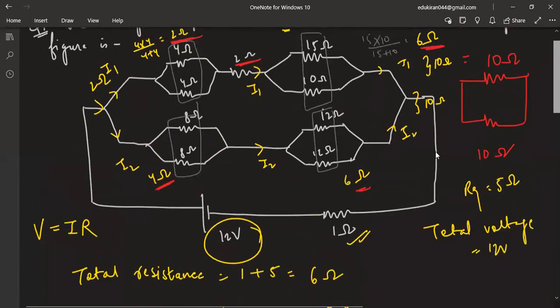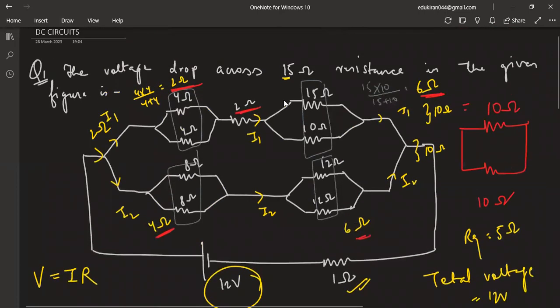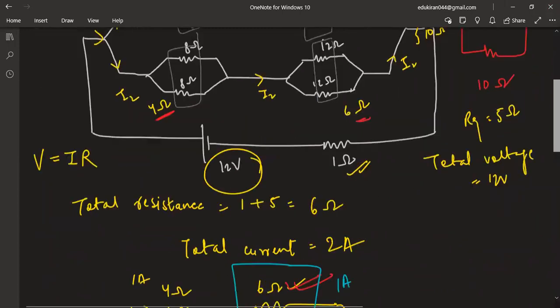You don't even need to solve it. Solve in your question paper directly. Try to figure out all the parallel components. Just check whether they are identical or not. Both the branches are identical. Calculate the total current in the circuit.